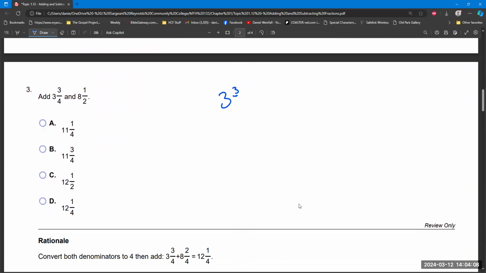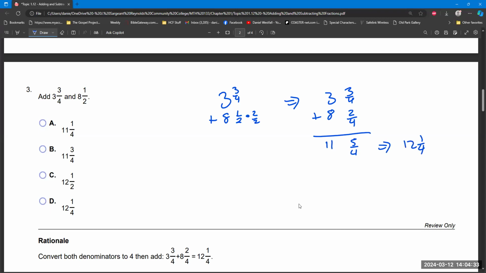3 3/4 plus 8 1/2. We're going to make a common denominator of 4 by multiplying this fraction by 2 over 2. That's 3 3/4 plus 8 2/4. This makes 5/4. This is 11 5/4, which is the same as 12 1/4. 4 goes into 5 one time, so we added an extra 1 with 1 left over out of the 4.